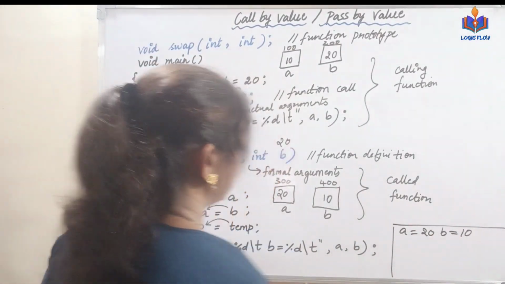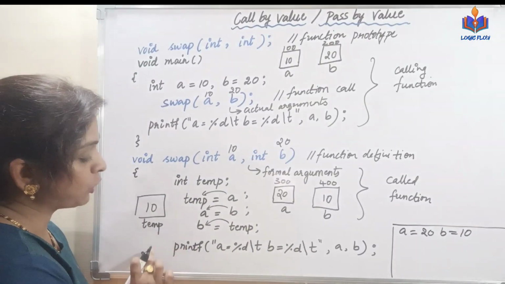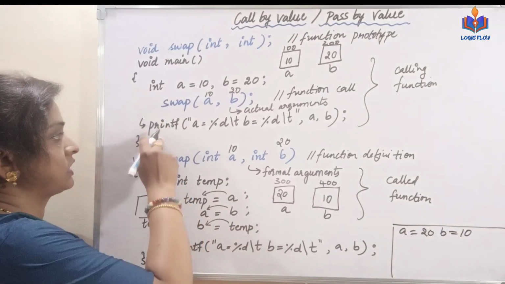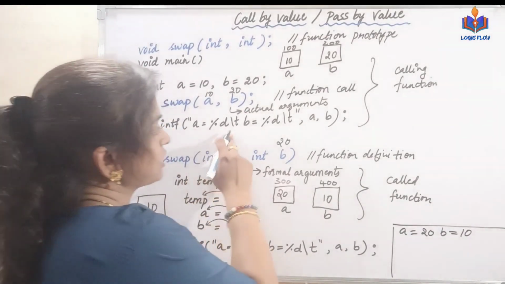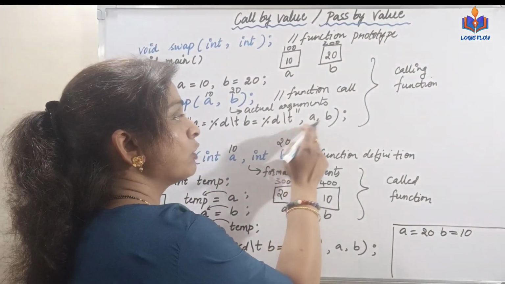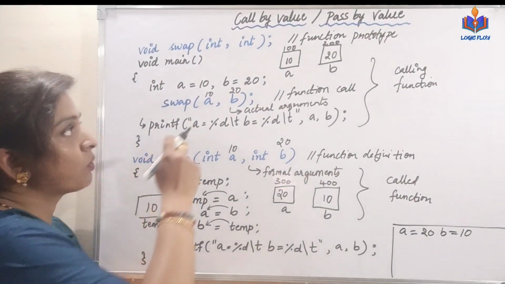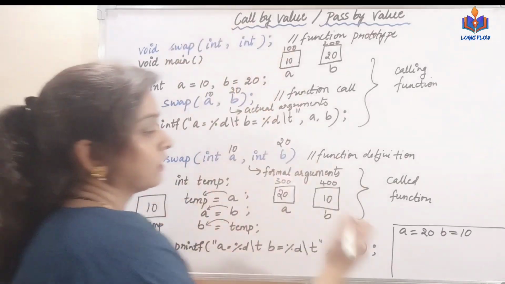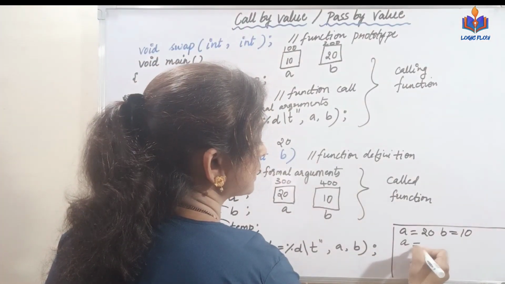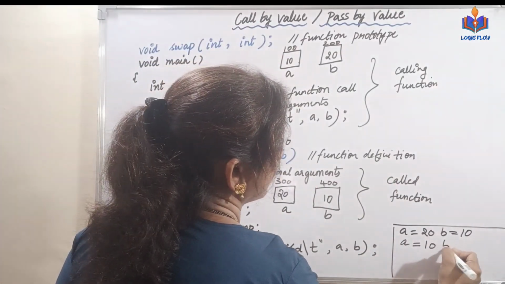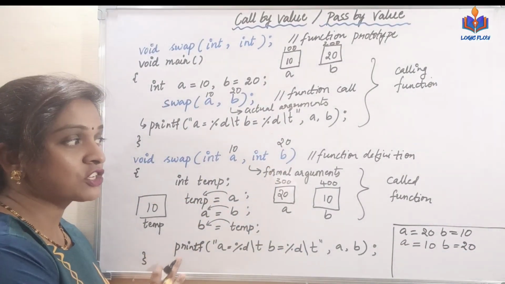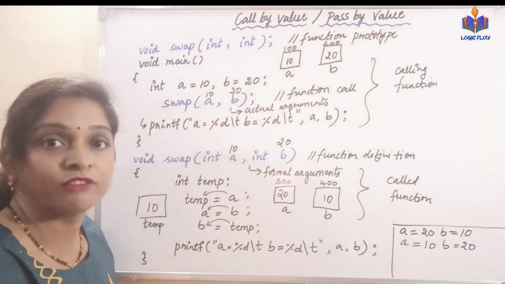to 10. After executing all these statements, the control will be back to the place where the function was called. Then the control goes to this statement. Then I say print A equal to %d, B equal to %d, print the value of A and B. Now what is the value of A and B here? A is different and B is different here. A is having 10. Now in my main function I am getting A equal to 10 and B equal to 20. So whatever changes I did in the called function is not reflecting back to the calling function.